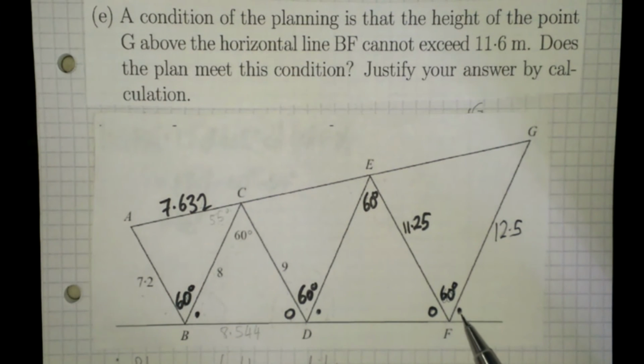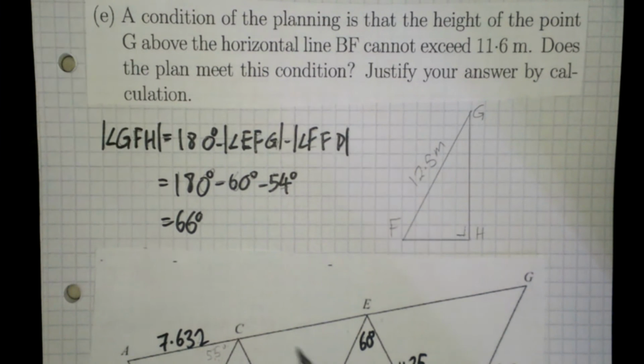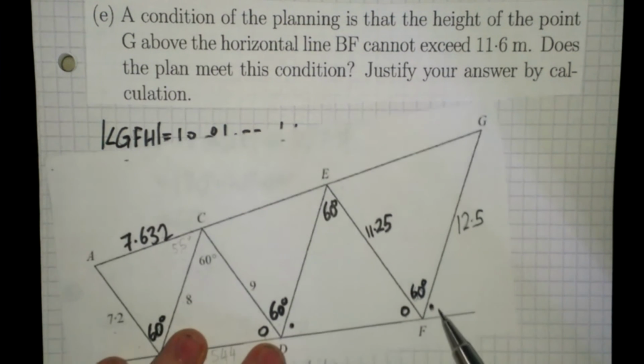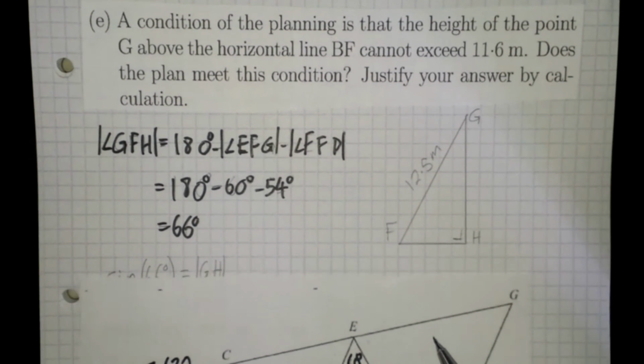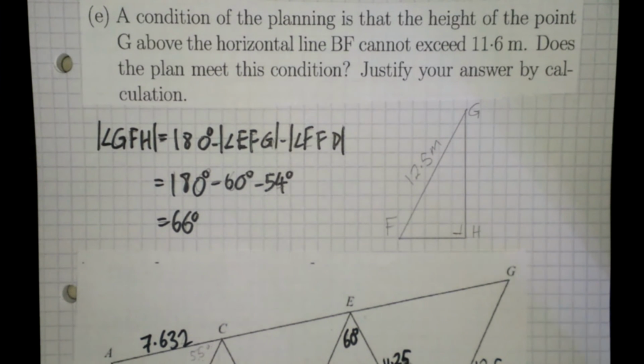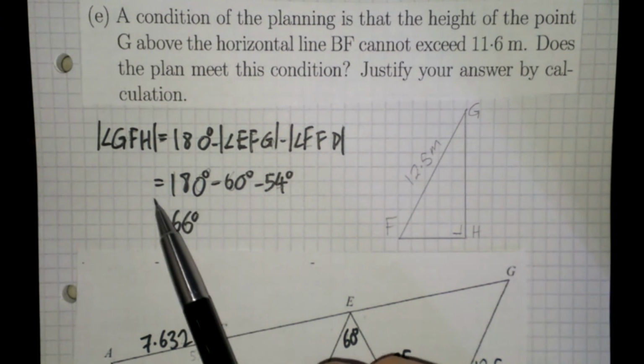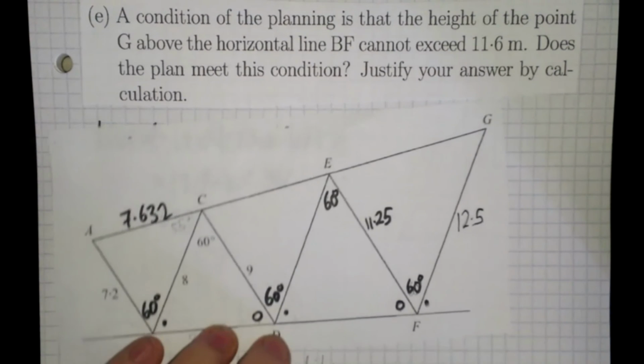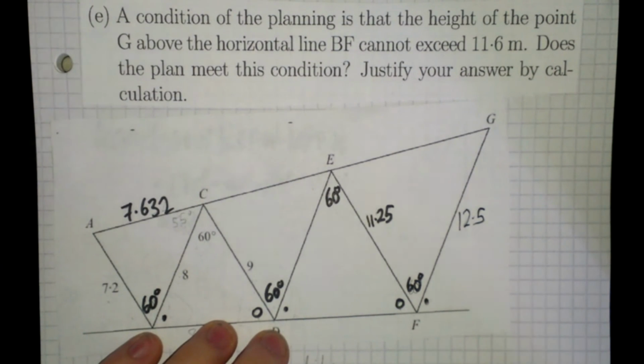So first of all, to figure out what this angle here is, I know that all three of these angles add up to 180 degrees. I know this angle is 60 degrees. I know that this angle is 54 degrees. We worked that out in the last part of the question. So I can then work out what this angle is using this. I know GFH, that's the angle I'm looking for here. That's this one. That's equal to 180 minus one of the other angles minus the other angle. So I get 180 minus 60 minus 54, which is 66 degrees. So I know that this angle here now is 66 degrees.